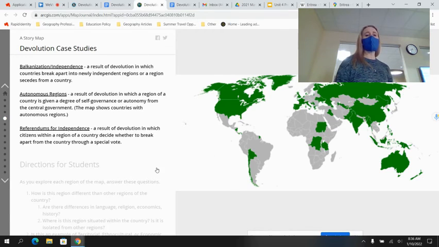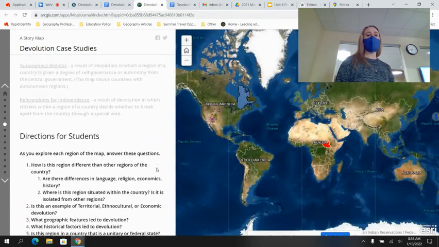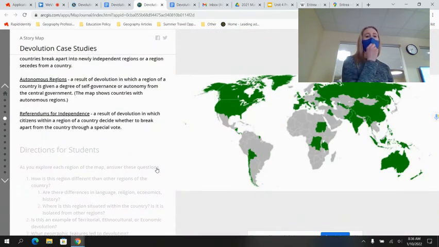And then the last one is going to be a referendum for independence. Some regions have had votes on independence. Some of those votes have been successful, and some have not been successful. A referendum is basically a vote. Let's hand it over to the people. Let's see if the people want to become an independent country.